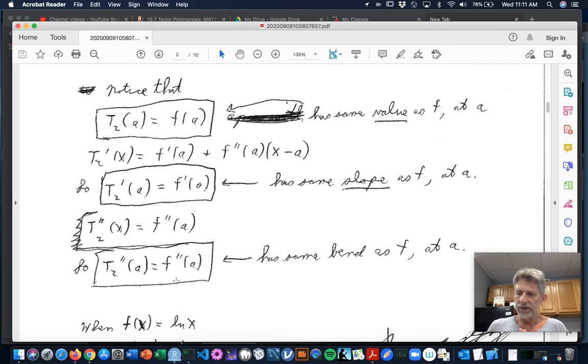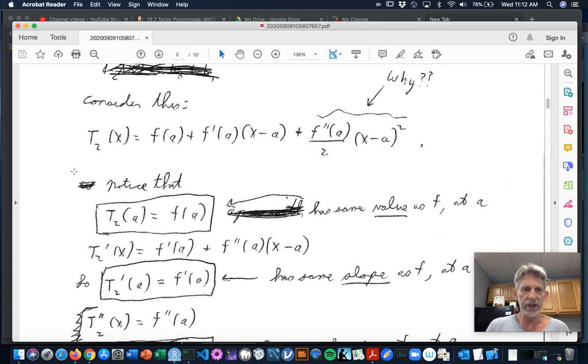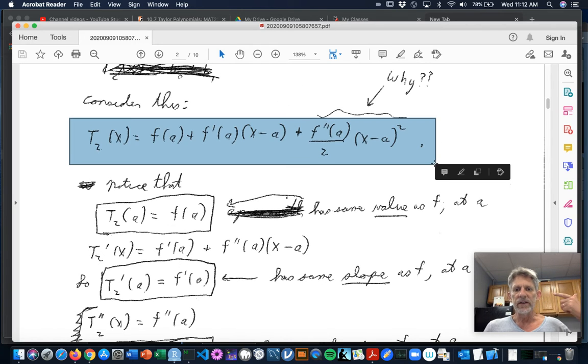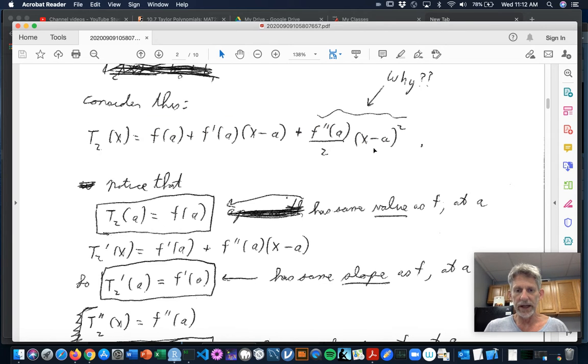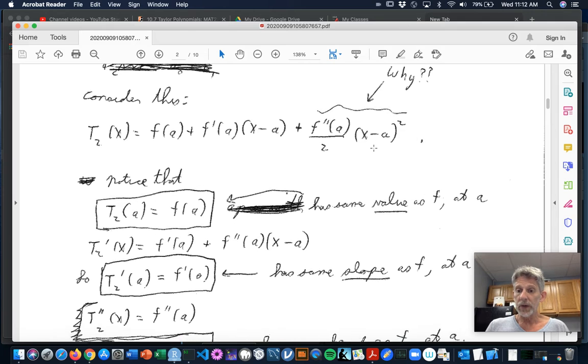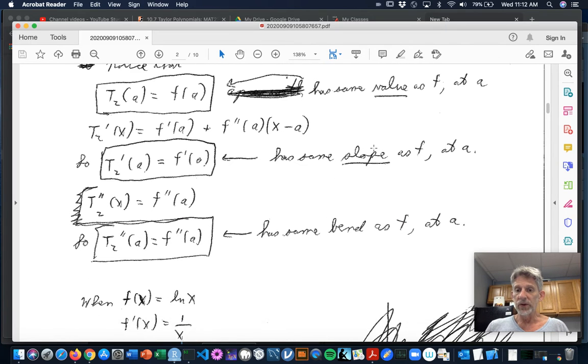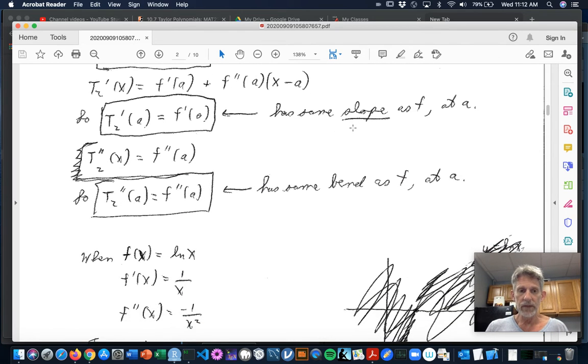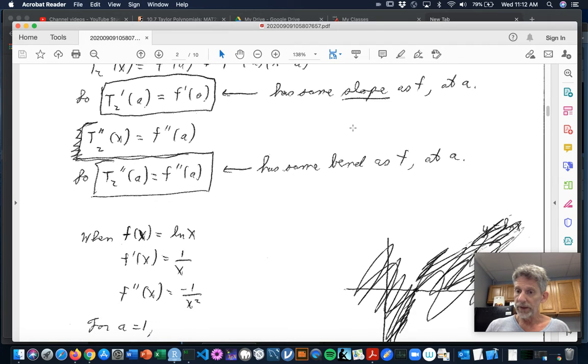So remember, second derivative, it tells you whether something is concave up or concave down. When the second derivative is 0, there's no concavity there, it's like straight. It's measuring how much bend there is at a. That's what the second derivative does. And so we're learning that for this particular polynomial here, it's got the same value at a, it's got the same slope at a, and it's got the same bend at a. It ought to be a better approximation to the curve f near a. Let's see what that polynomial is.